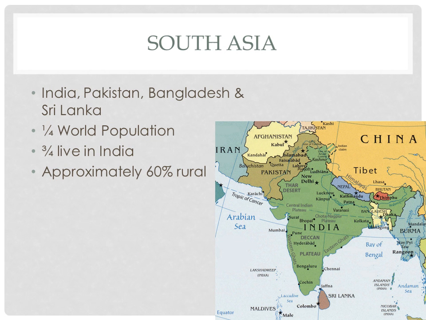Our next population agglomeration is South Asia. Now, South Asia is made up of India, Pakistan, Bangladesh, Sri Lanka, and that's where most of the population is. Yes, we could include Nepal and Bhutan as part of this, but as far as population is concerned, we're focusing on the countries where the population is significantly larger. In this case, again, about 25% of the world's people live in this particular population agglomeration.